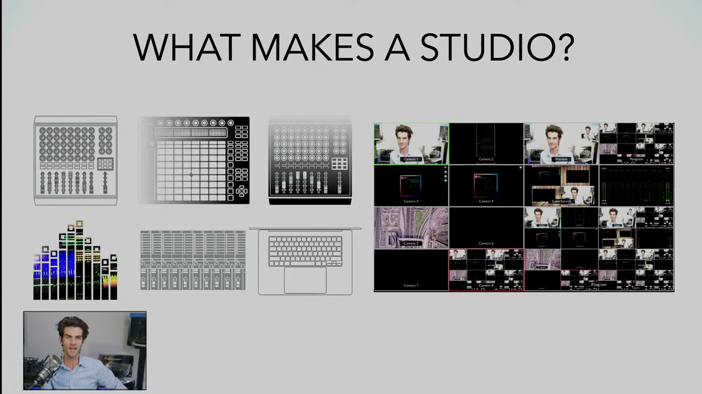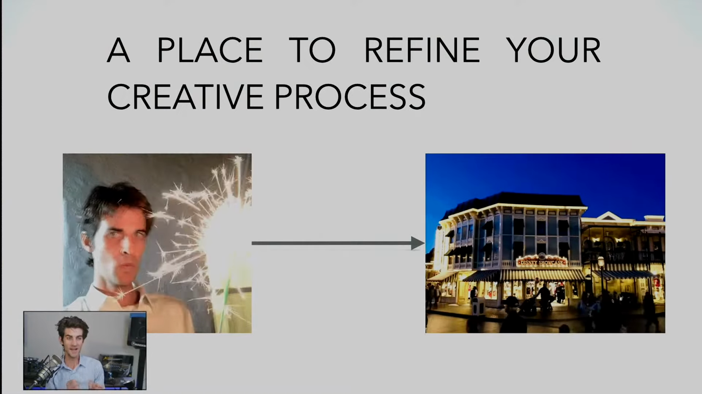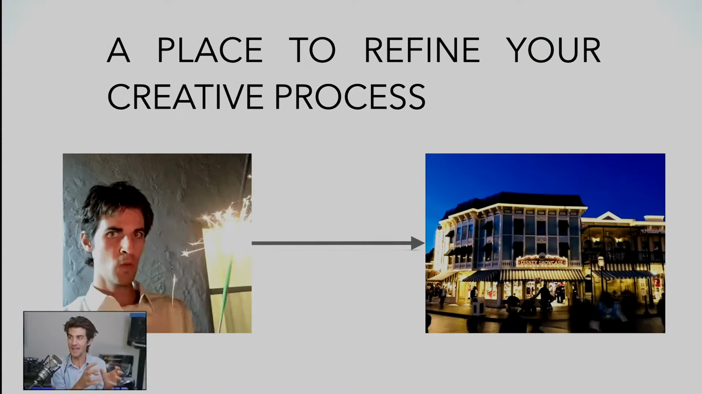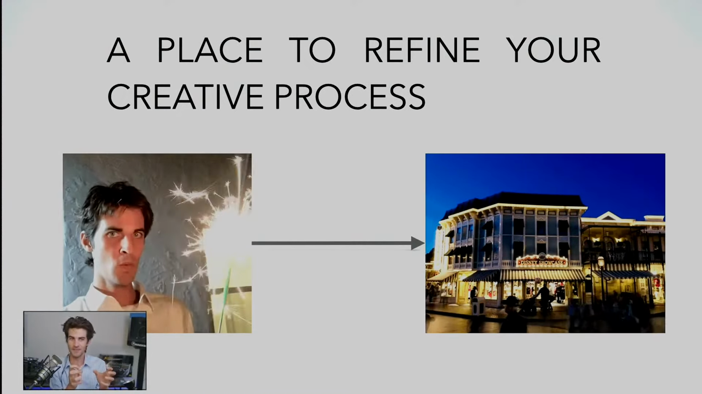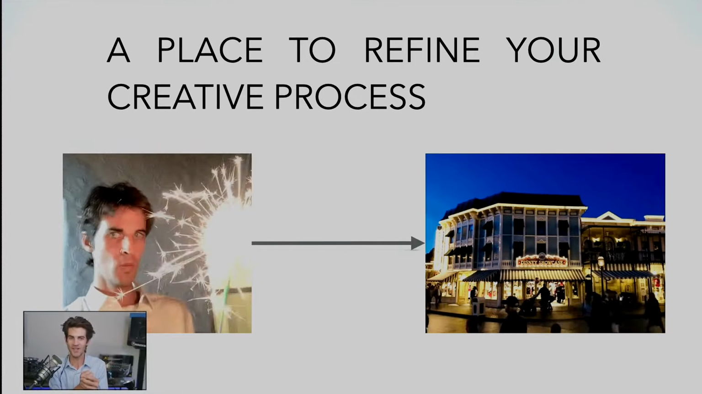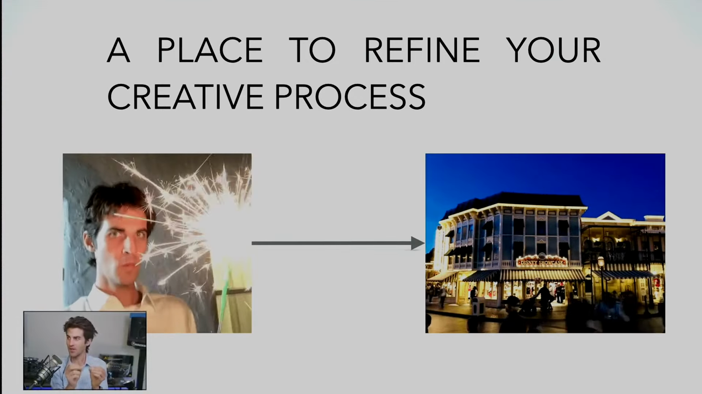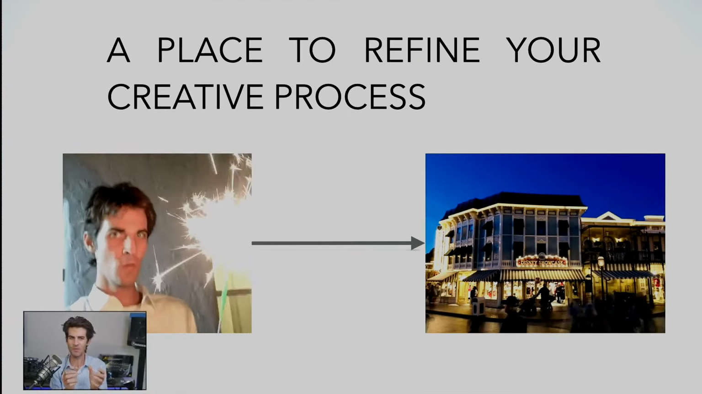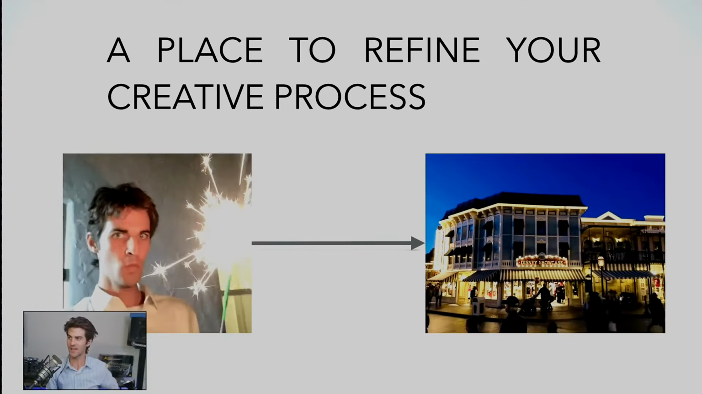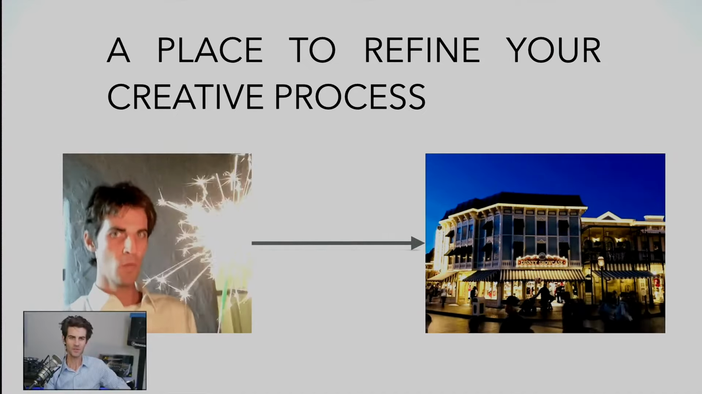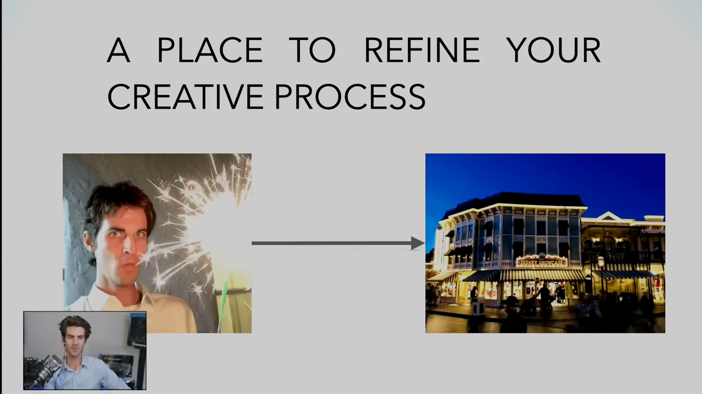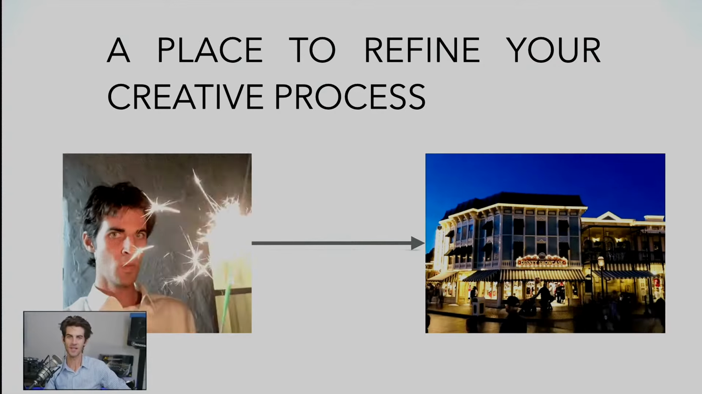And it really got me thinking, in an abstract sense, what really does make a studio? And the best that I could come up with was a place to take a creative process, to take anything, in this case, sparklers, and to turn it into something completely and totally polished. And the best way I could explain that would be something like this shot that I took from Disney World, where absolutely everything is completely and totally polished.